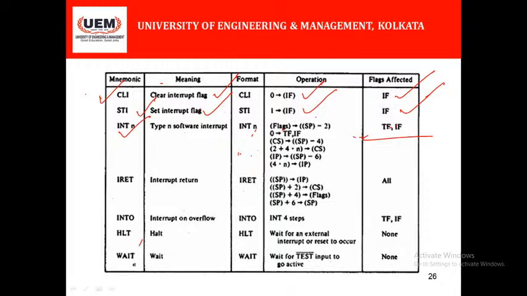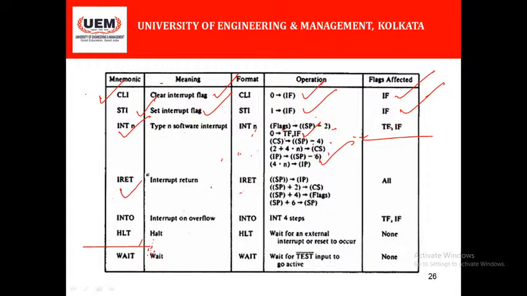INT n, here it is basically the software interrupt. The value of n can be anything from 0 to 255. So what happens is that first of all the stack pointer will be decremented by 2, our flag register is inserted over there, the trap flag and the interrupt flag become 0, then the code segment is inserted at SP-4. Then IP will be set from SP-6 and 4 times n, that gives you the correct value of the IP.